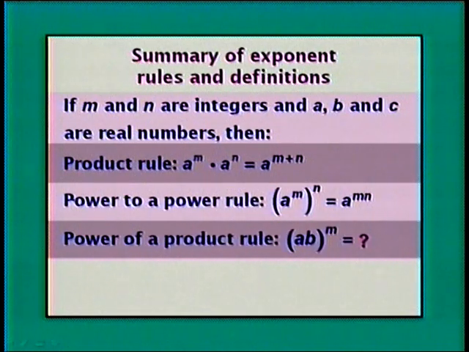What about our power of a product rule? ab all raised to the m power equals what? A to the m times b to the m. This is the rule that tells us exponents distribute over multiplication.